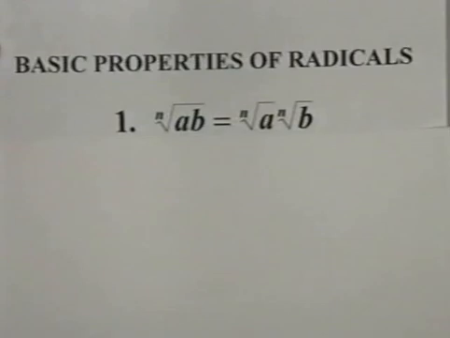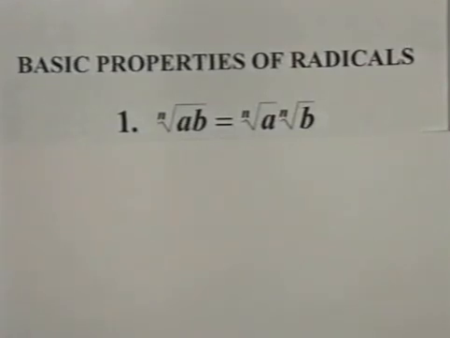Basic properties of radicals, and I'm going to state these for nth root so that we'll have them in general. The first property says that the nth root of AB equals the nth root of A times the nth root of B. Or you can say that in words another way, the nth root of a product is the product of the nth roots.